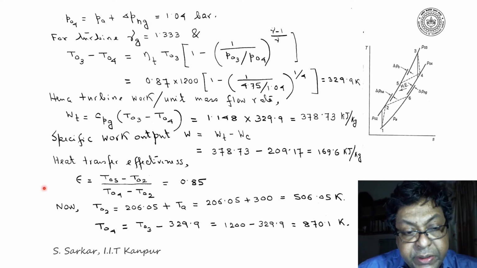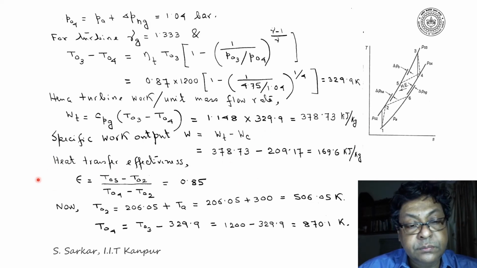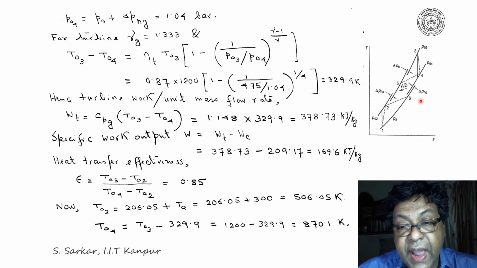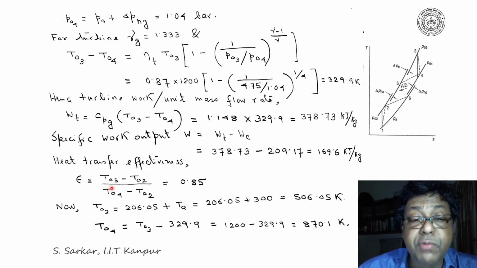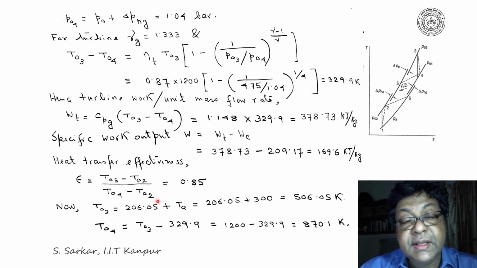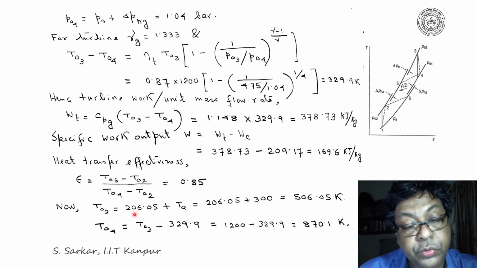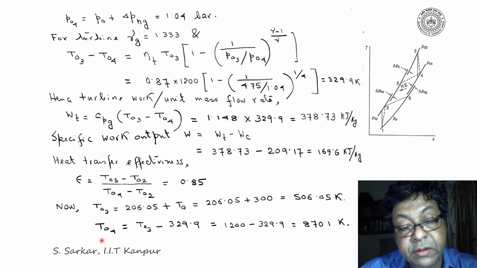Now, let me do the heat exchanger side. The heat exchanger effectiveness epsilon can be stated as T05 minus T02, actual heat transfer, divided by maximum possible heat transfer, that would be T04 minus T02. T04 is the exhaust temperature, epsilon equal to 0.85. Now, I can calculate T02, that I have already done earlier, would be equal to 206.05 plus TA.